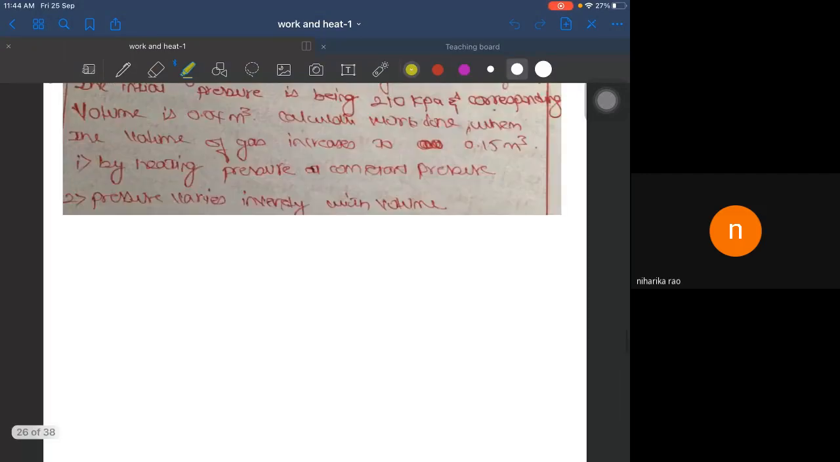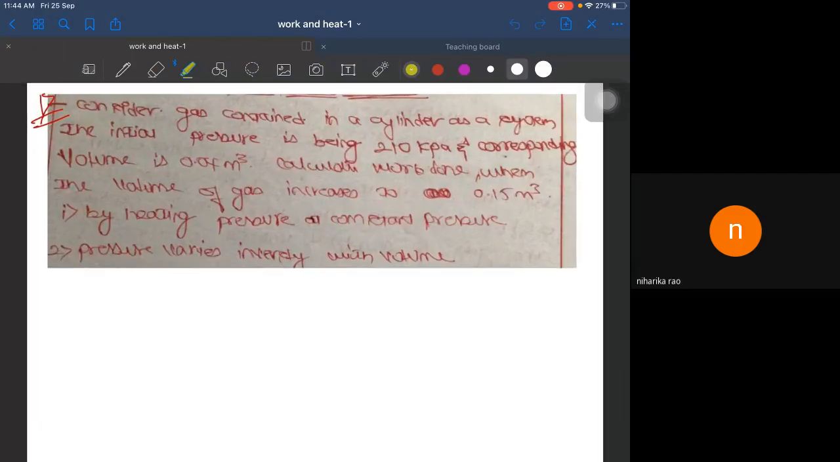Just take problem number 1. Consider gas contained in a cylinder as a system. The initial pressure is 210 kPa and the corresponding volume is 0.04 meter cube. Calculate work done when the volume of the gas increases to 0.15 meter cube. Case 1: by heating at constant pressure.